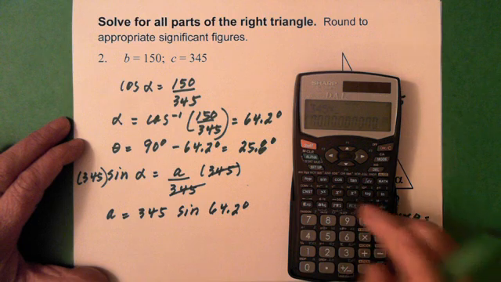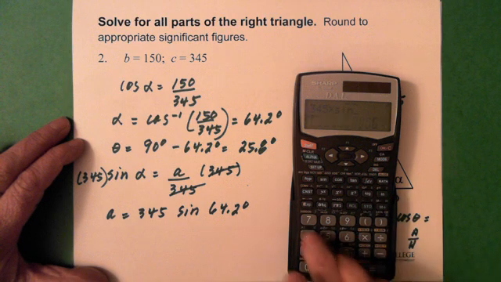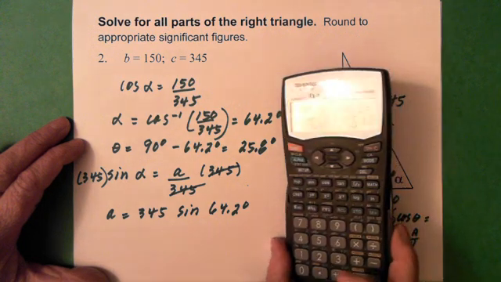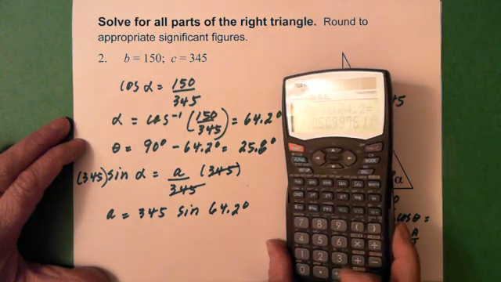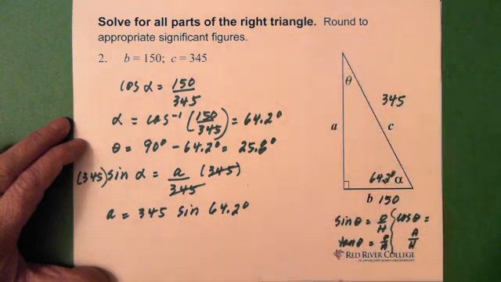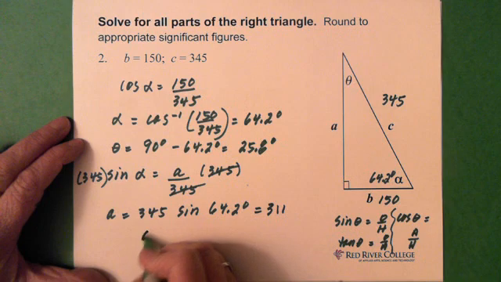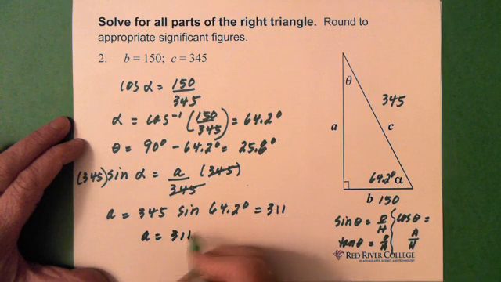345 times the sine of 64.2 equals 311. So A equals 311.